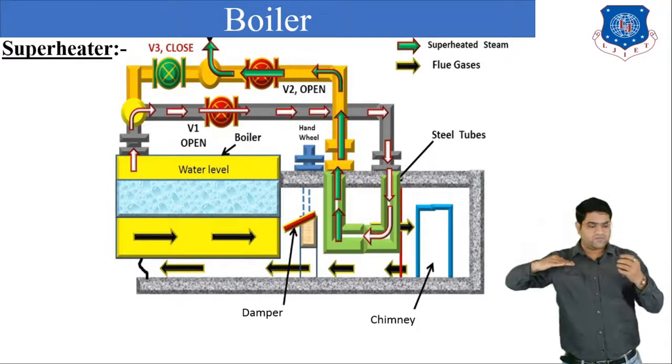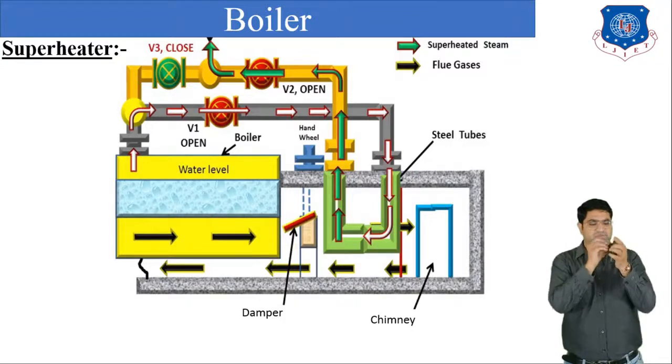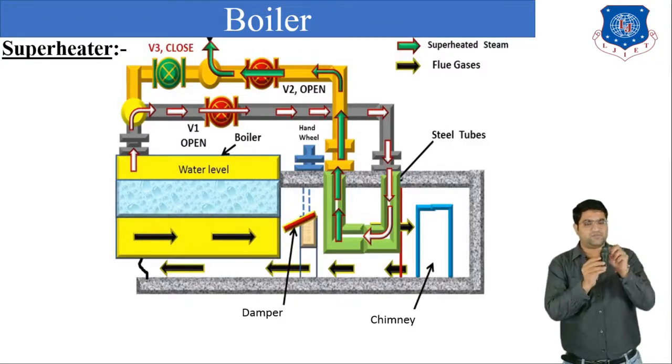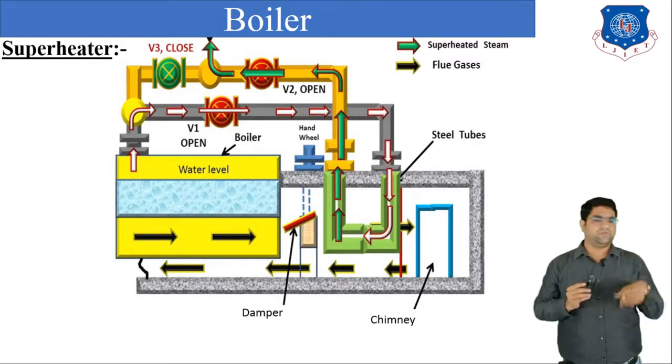This vertical tube makes contact with the flue gases. The flue gases give heat to the vertical tube, and from the vertical tube the wet steam gains the heat. So ultimately the temperature of the wet steam will rise.